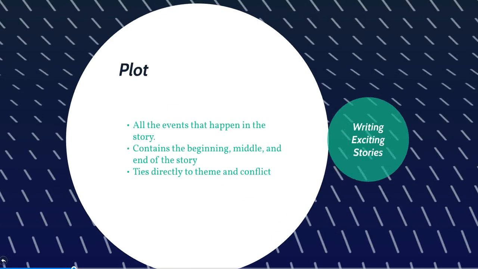So to start, plot is simply all the events that happen in a story. It's the beginning, the middle, and the end, and it will tie directly to theme and conflict, both of which we're going to talk about in another lesson. They'll each get their own. So for right now, you need to know that plot is all the events that happen in the story. That's it, folks. All the events that happen in the story.